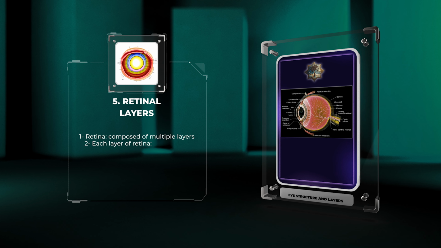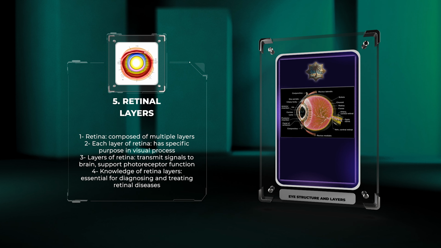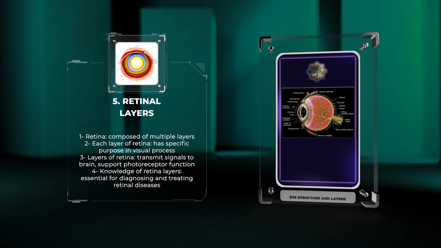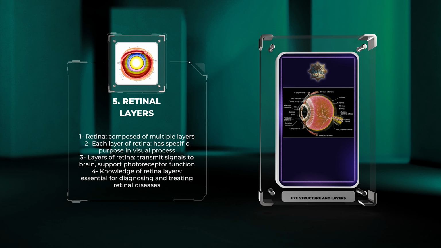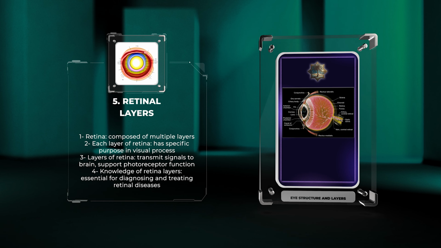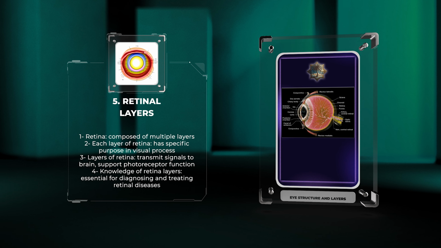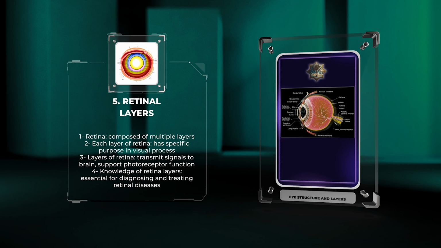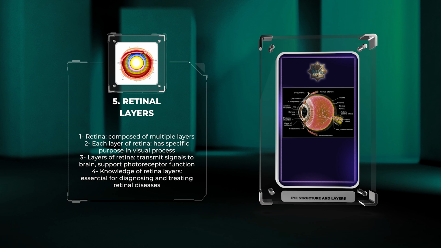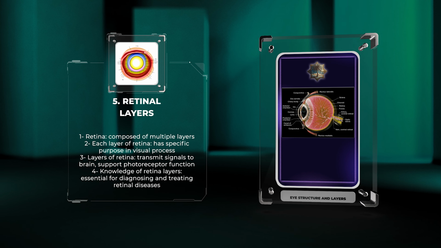The retina is composed of multiple layers, including the inner limiting membrane, ganglion cell layer, inner plexiform layer, inner nuclear layer, outer plexiform layer, outer nuclear layer, external limiting membrane, photoreceptor layer, retinal pigment epithelium, and Bruch's membrane. Each layer has a specific purpose in the visual process, such as transmitting signals to the brain and supporting photoreceptor function. Knowledge of these layers is essential for diagnosing and treating retinal diseases.